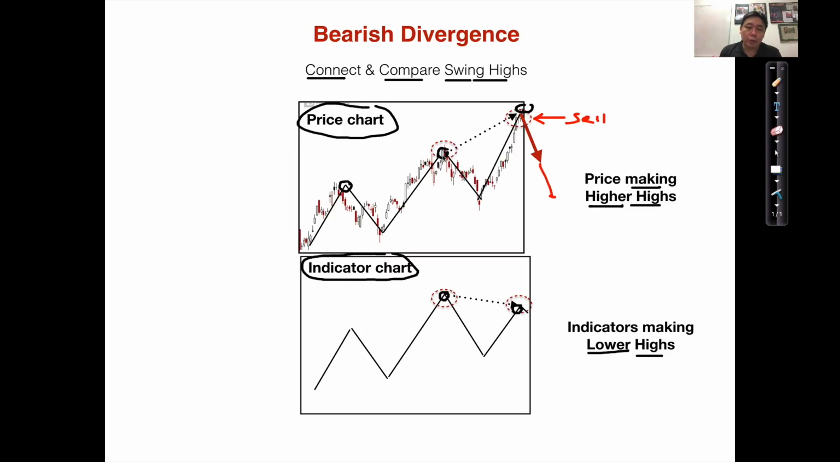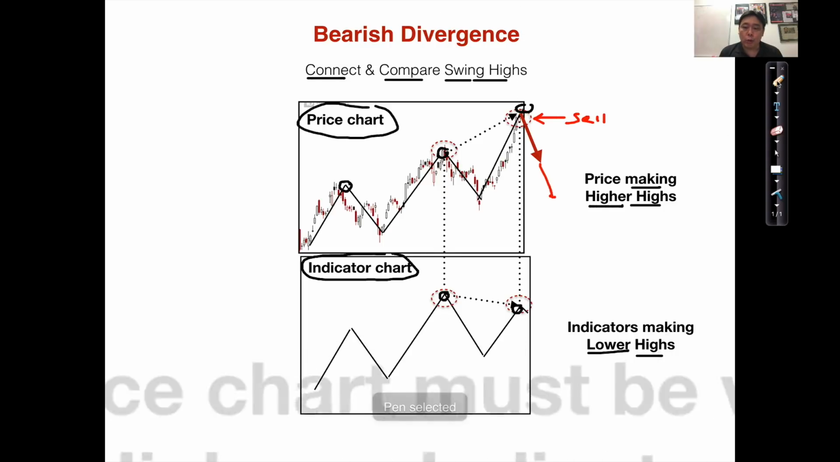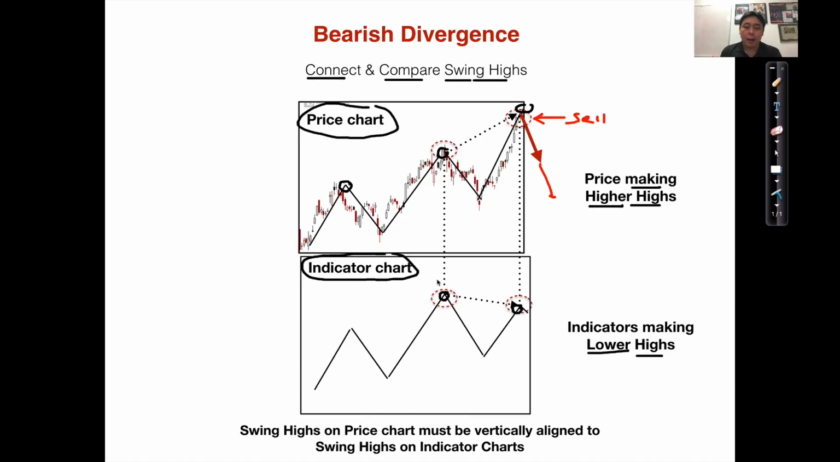Right? Now, once we choose the two swing highs on the price chart, we have to ensure that the two swing highs on the indicator chart are vertically aligned. Okay, that means this should be aligned to that, and that should be aligned to this. There we go. Swing highs on the price chart must be vertically aligned to swing highs on the indicator chart. Now, it doesn't have to be exactly aligned. It could be one or two candles off, but it has to be more or less aligned. In other words, you can't compare this guy here to this guy here. No, you can't, because it's misaligned, right? But these two are aligned. You can compare these two with these two which are aligned.